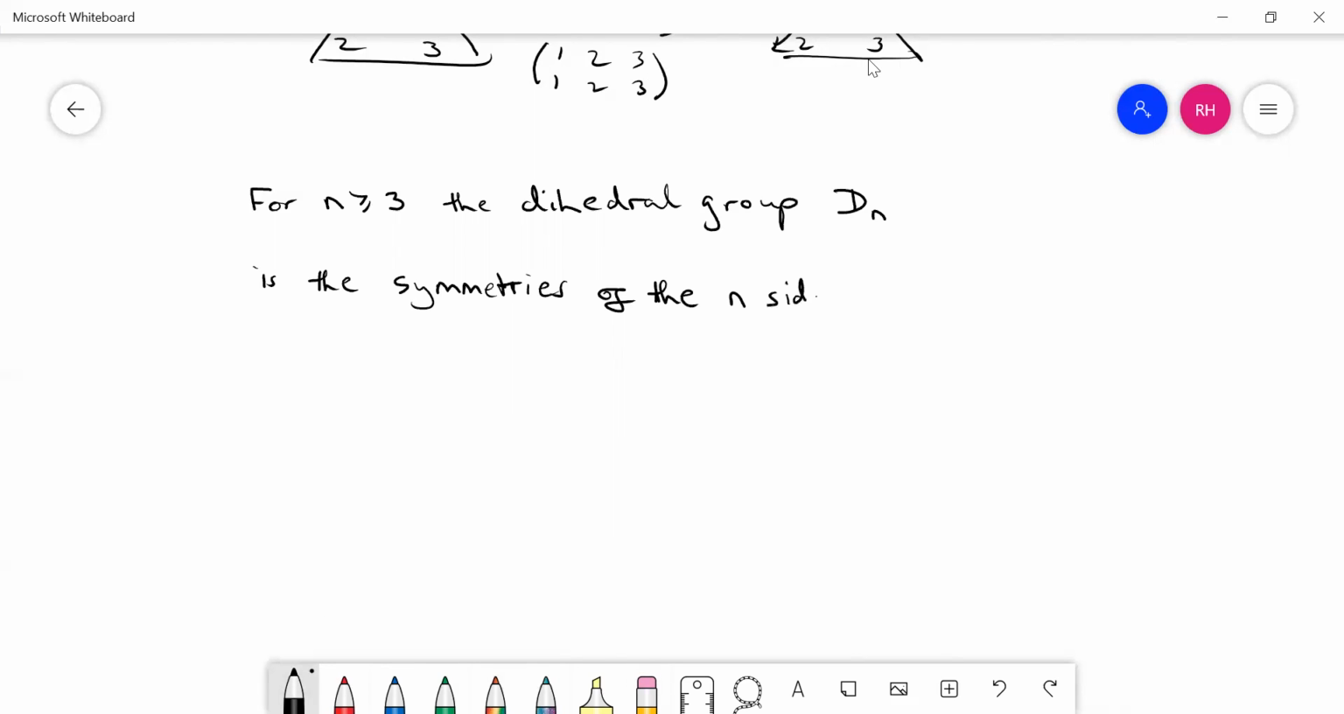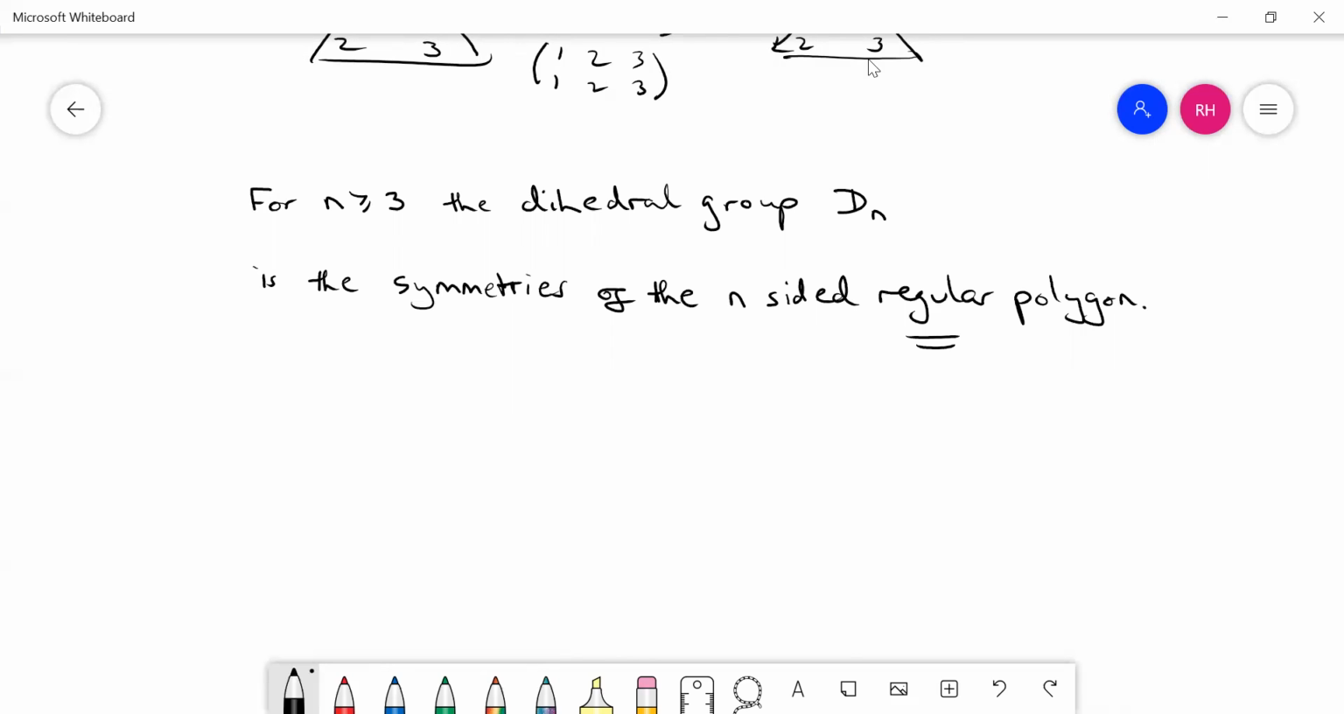N-sided regular polygon. When I say regular, I'm saying that all the sides are of the same length and all the interior angles are the same. So we're talking here about squares, the regular pentagon, the equilateral triangle.